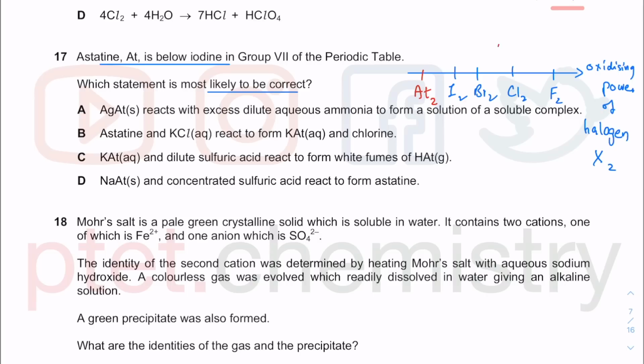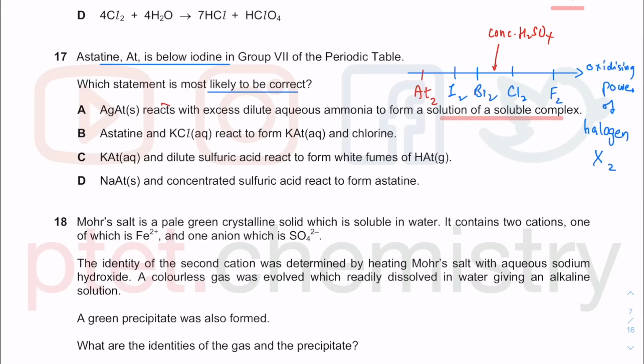We also know that concentrated sulfuric acid lies somewhere in between the oxidizing power of chlorine and bromine, such that concentrated sulfuric acid will oxidize bromide to bromine, iodide to iodine, and can therefore also oxidize astatide, At- to At0 in this molecule here. But it simply cannot oxidize chloride to chlorine or fluoride to fluorine because it's a weaker oxidizing agent than Cl2 and F2 here. So AgAt reacts with excess dilute aqueous ammonia to form a solution of a soluble complex.